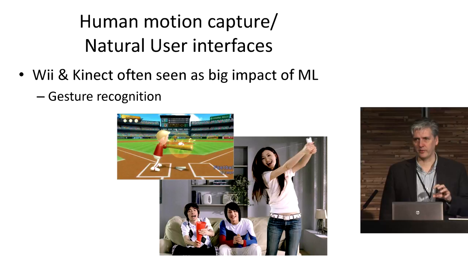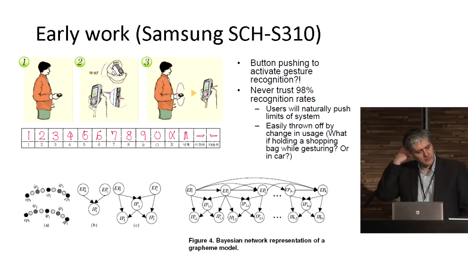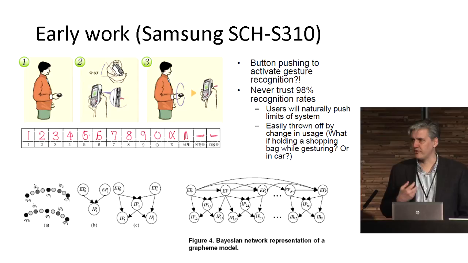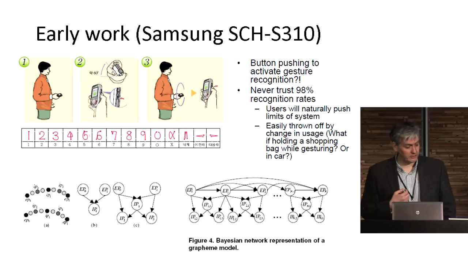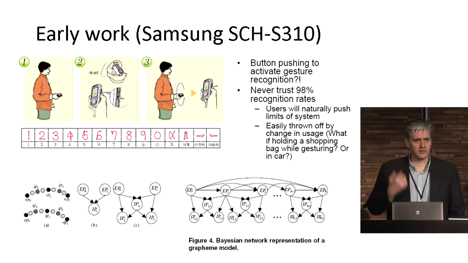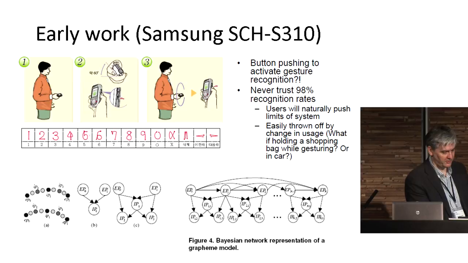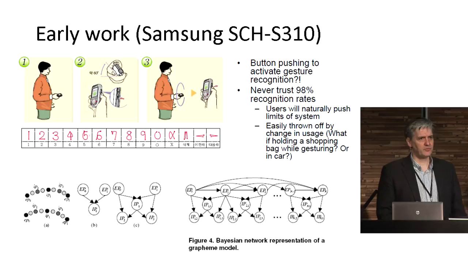So if you look back, we worked together with Samsung in the early days, and they brought out the first phone that had gesture recognition in it to the market. This was 2005-ish. And they did what everybody was doing at that moment, which was take the latest fancy dynamic Bayesian networks, do some machine learning, train on some gestures, so you can see the gestures here, you pick your favorite complicated network, generate some training set, do some testing, and as usual, 98% success.